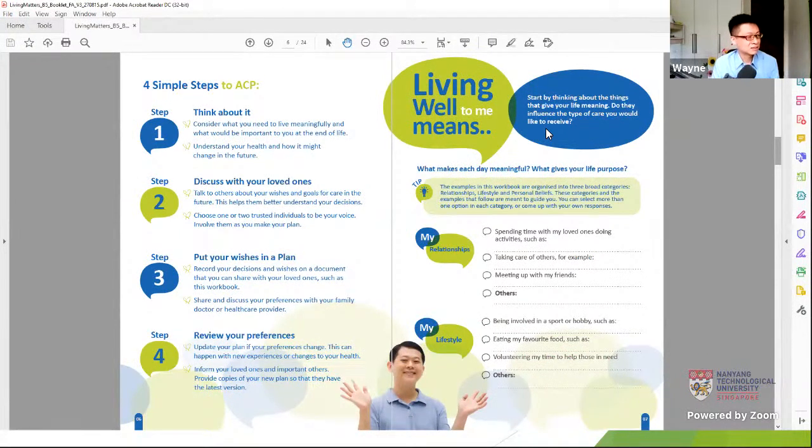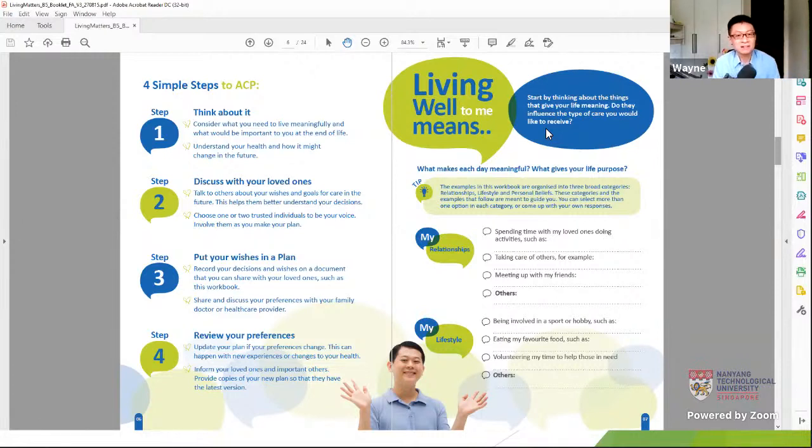Moving on, right? On the left, it says there are only four steps. Think about what it means to live meaningfully. Number two, discuss with your loved ones. Number three, put your wishes in a plan, right? The main ones at least. And then four, review these preferences or plan as you go along, as you grow older, as you age. And then inform your loved ones and important people on that. This is one thing that caregivers could do for their loved ones if their loved ones hadn't taken the initiative to do this.